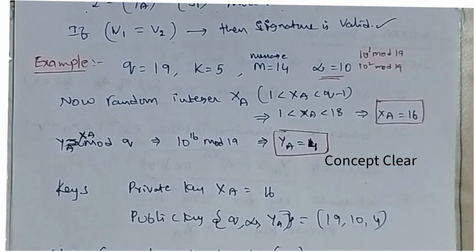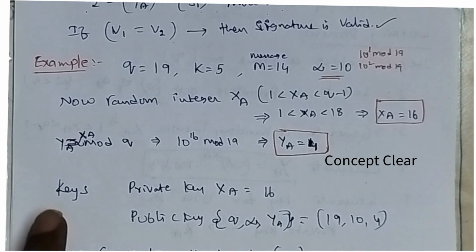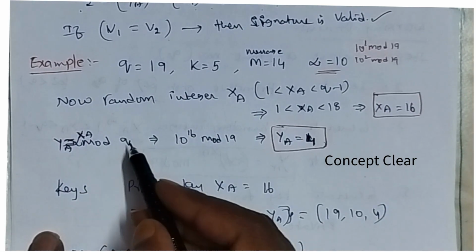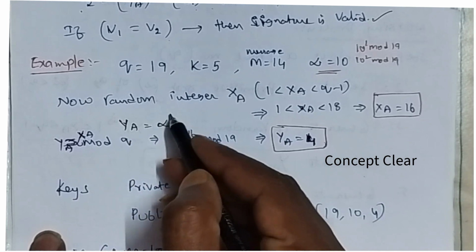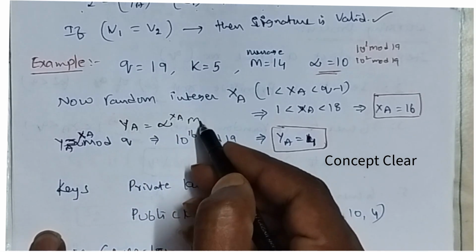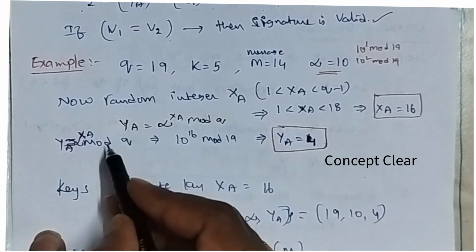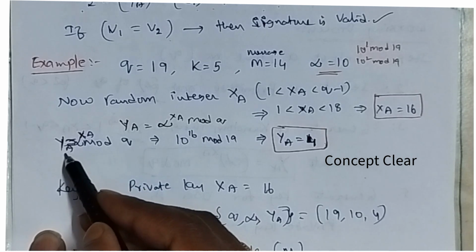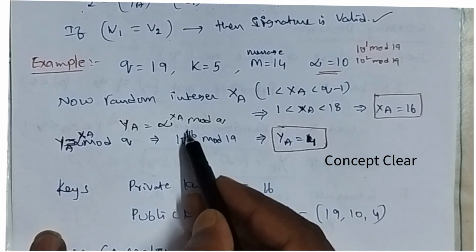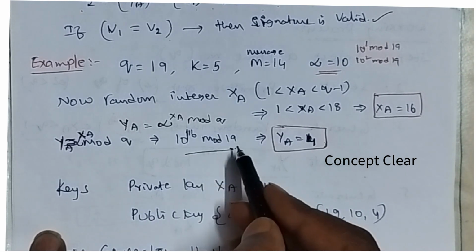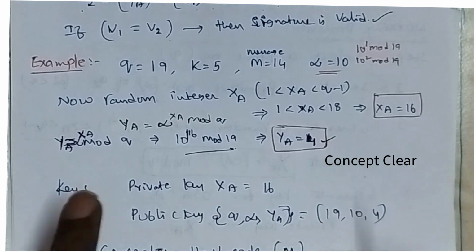Okay, next we have to calculate ya. What is the ya formula? Ya equals alpha power xa mod q. So if you are implementing this, 10 power 16 mod 19. If you calculate this, we are getting ya equals 4.